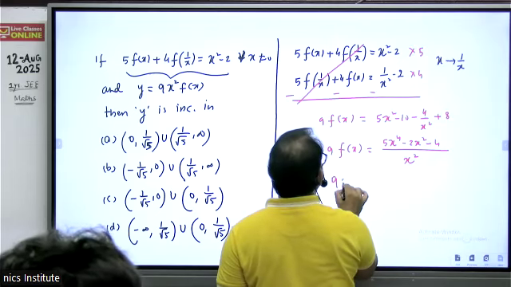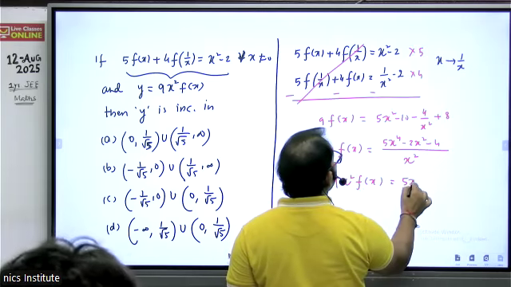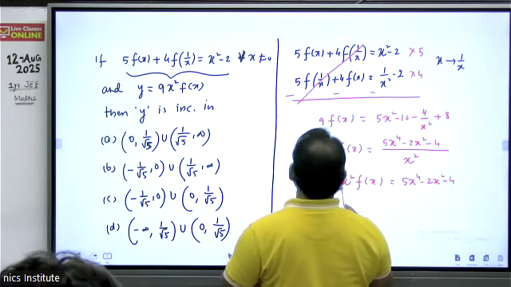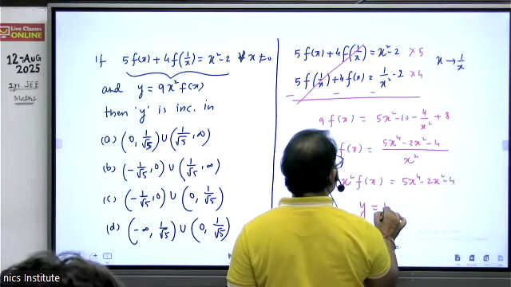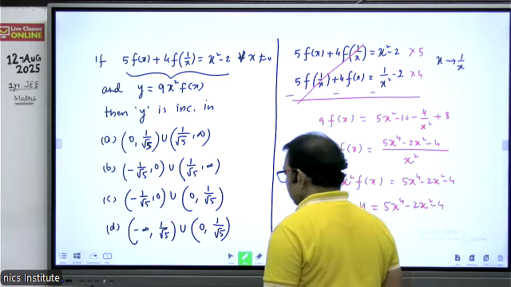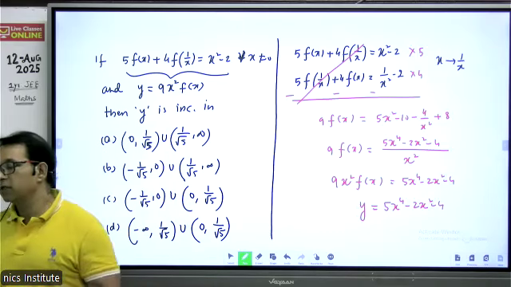So 9x square f(x) equals 5x^4 minus 2x square minus 4. And this is nothing but y. So this is your function. Now it's a simple question of increasing, decreasing. 5x^4 minus 2x square minus 4 is the function.